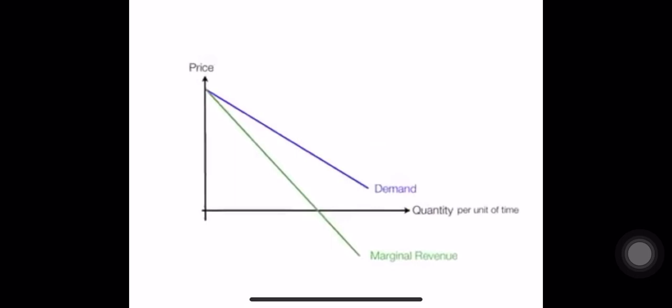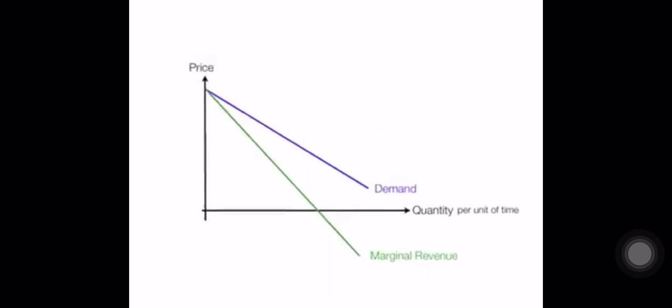The marginal revenue curve for the monopoly looks like this. It is below the demand curve. If you remember, the demand curve, the marginal revenue curve, the price, and the average revenue curve in a perfectly competitive market are one and the same, that perfectly elastic horizontal line. But in a monopoly, the demand curve and the marginal revenue curve are different, and it looks like this.